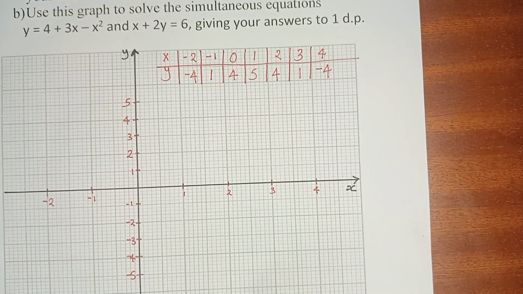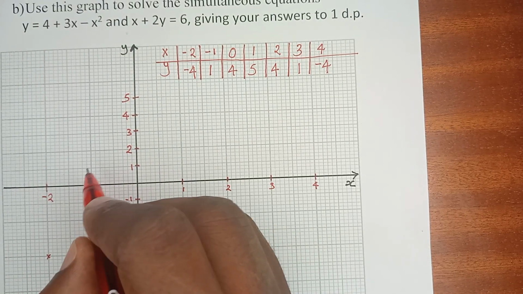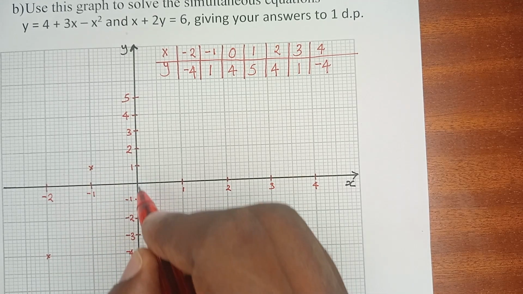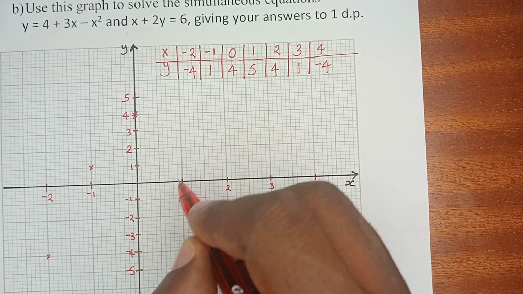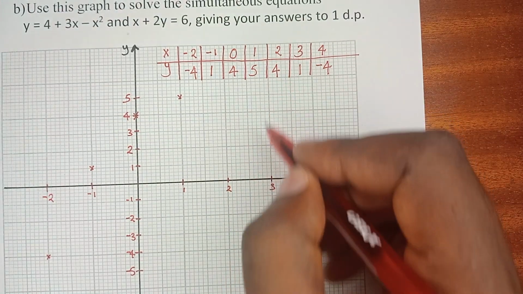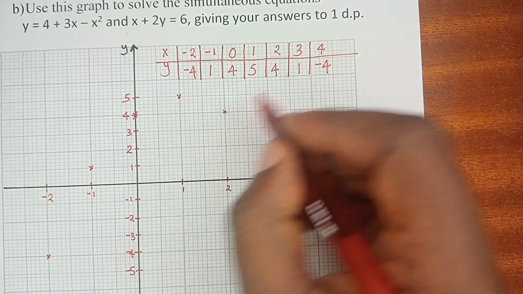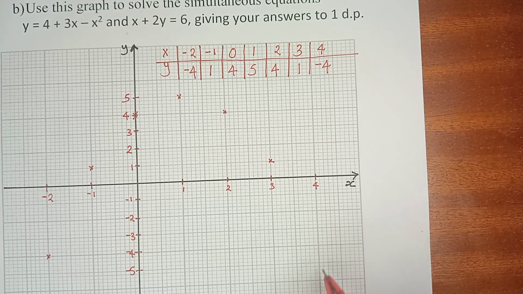When x is minus 2, y is negative 4. There we are. When x is negative 1, we have y being 1. When x is 0, we have y being 4. When x is 1, we have y being 5. When x is 2, we have y being 4. When x is 3, we have y being 1. When x is 4, we have y being negative 4.